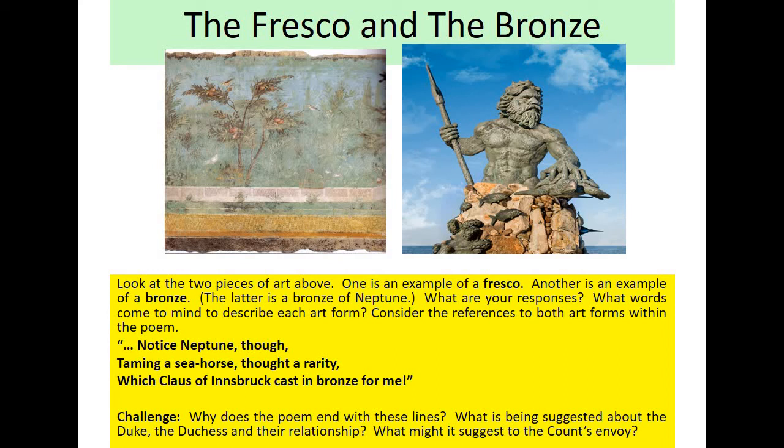And taming a seahorse, what could that be symbolic of? Looking at what we've learned about the Duke's character, looking at what we think of him. I mean, let's just look back at a couple of these lines that give us hints to who that Duke is. So he says, sorry, I'm just looking for the line I want.